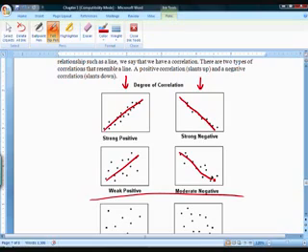Positive, up. Negative, down. And when I say slant up and slant down, we're moving from left to right, just like you're reading a page. From left to right, we're going uphill. From left to right, we're going downhill. Positive correlation and negative correlation.